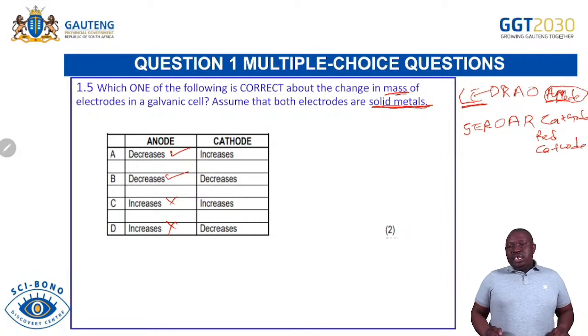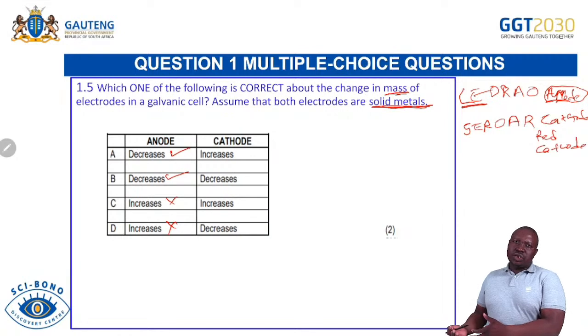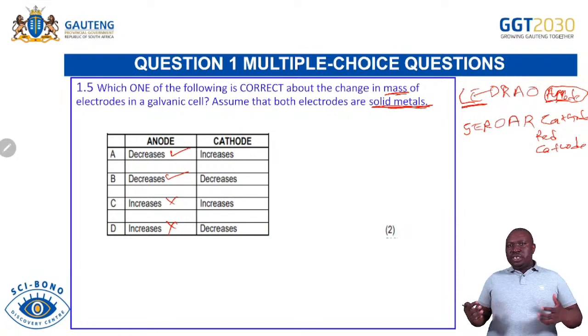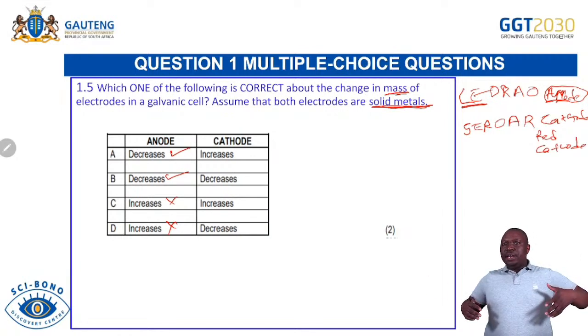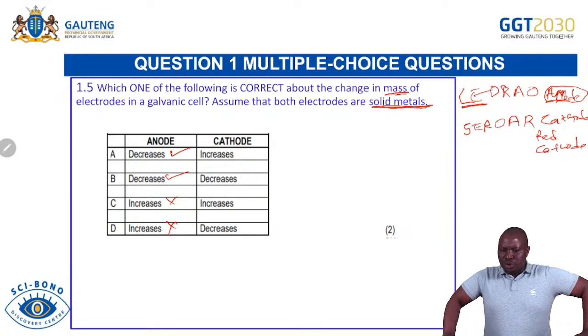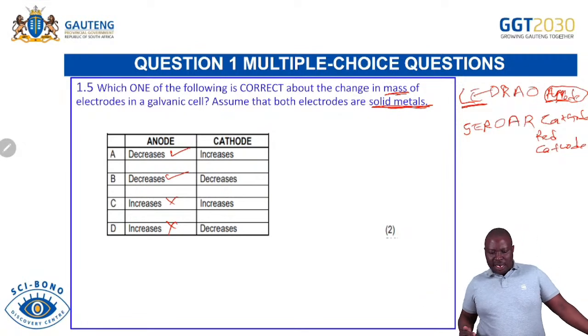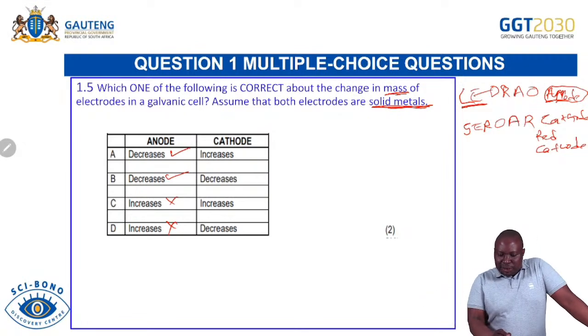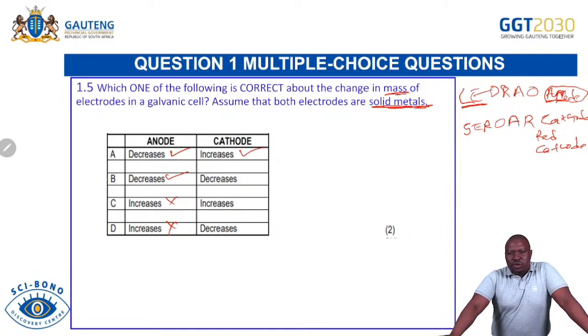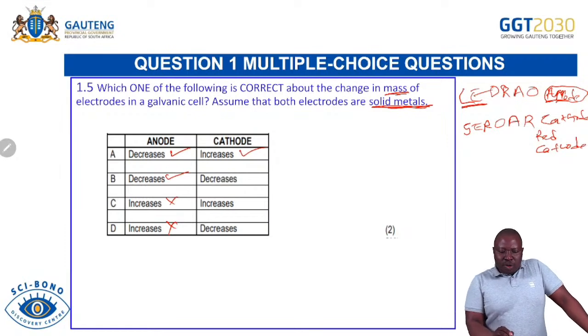Now, obviously, at the cathode there's going to be gaining of electrons, so when you gain electrons, there will be deposit that will happen on the cathode. So obviously, if you are gaining, you will increase in mass because you are gaining. So you can see that there must be decrease at the anode and increase at the cathode. I hope you have understood that. So when you choose option number A, it's because you are 100% sure that option number A is correct.